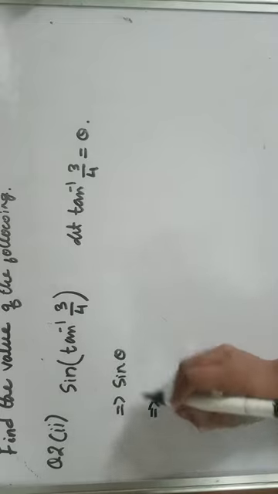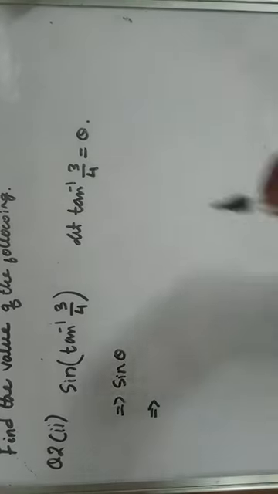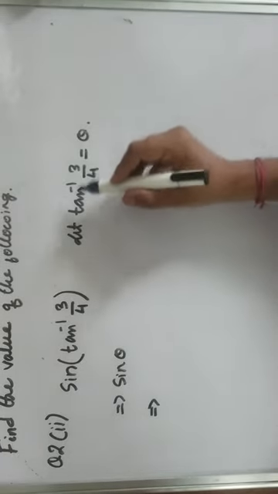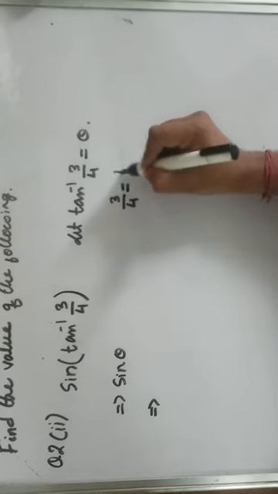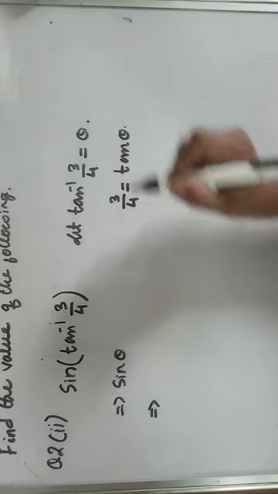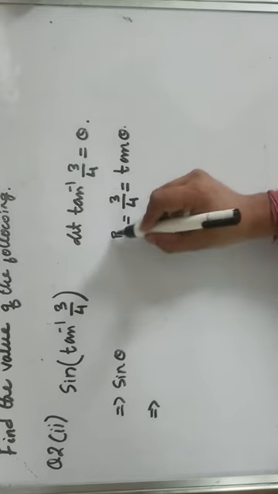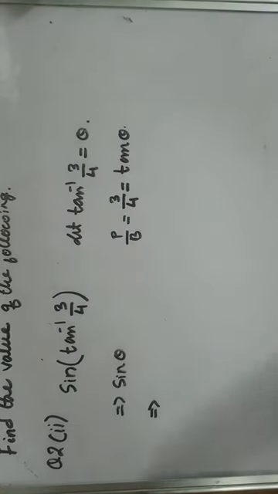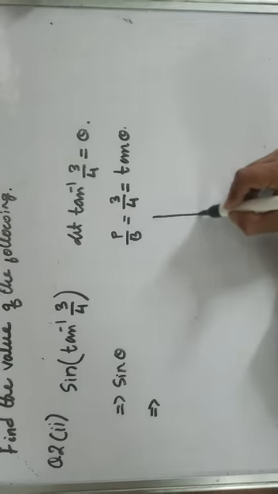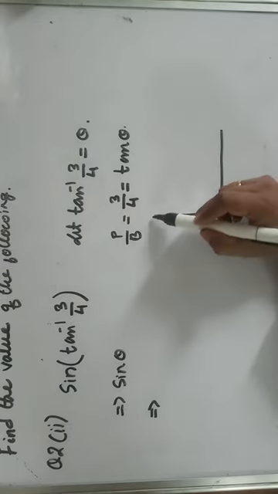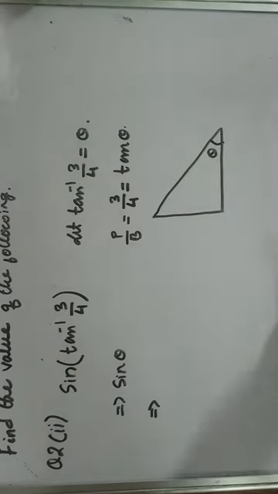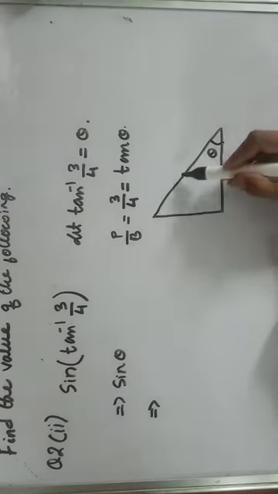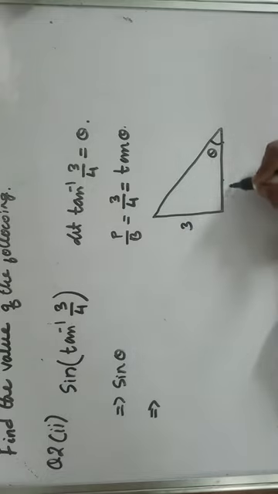Now here, it is very difficult to convert the sine in terms of tan. So we can use Pythagoras theorem for this question. Now bring this tan, it will be 3 by 4 is equal to tan theta. Tan means perpendicular over base. So I'll draw a right angle, approximately. Now let us suppose this one is theta. This is perpendicular, this is base, this one is hypotenuse. Perpendicular over base. Then what will be the hypotenuse?